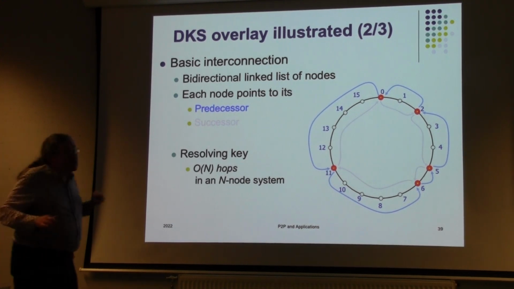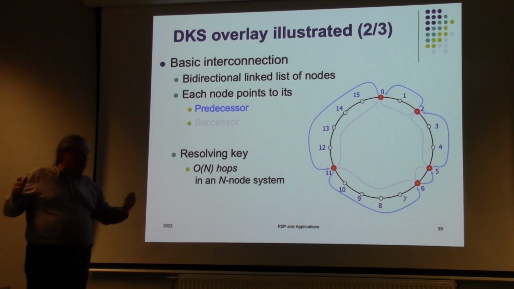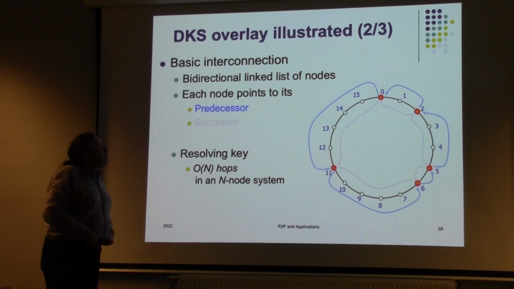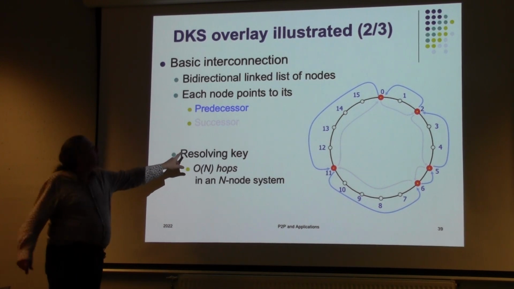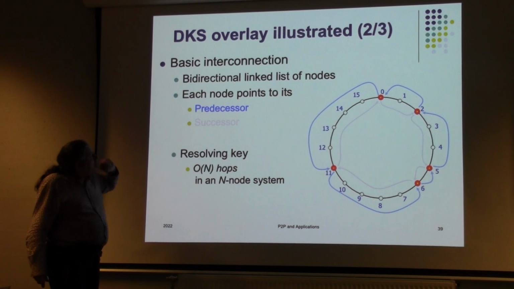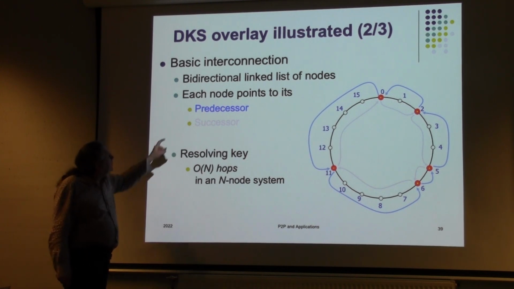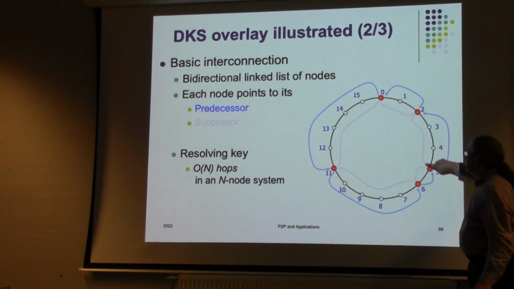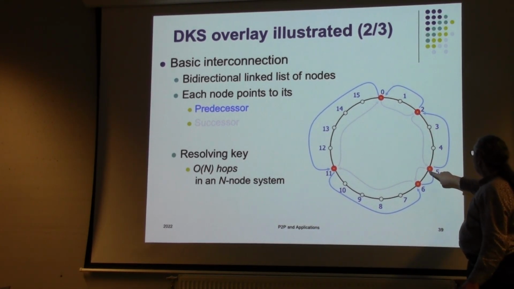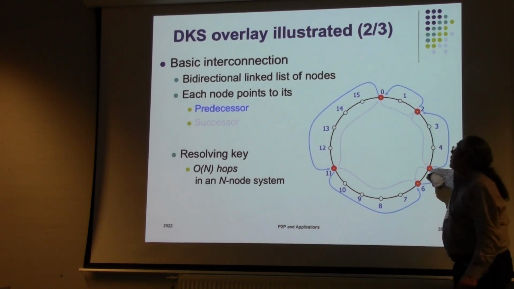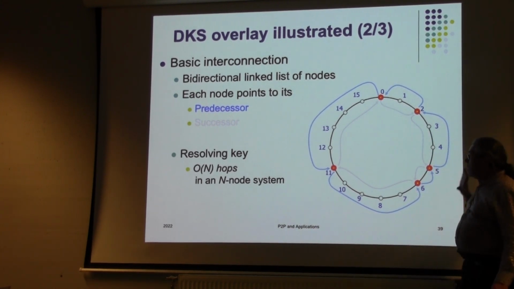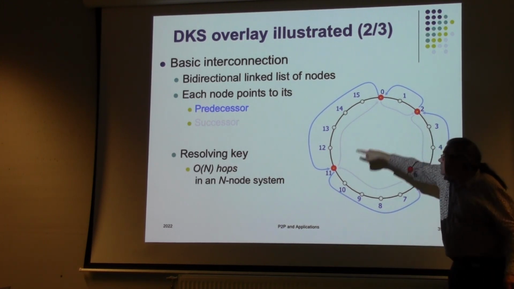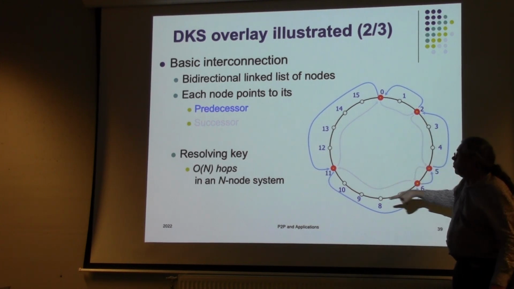Now, DKS is a real working system, so it has some extra things that we did not see in Chord. First of all, it has a linked list. All the nodes are always connected to the predecessor and successor. Every node knows its successor node here, the light gray, and its predecessor node, the blue. So even if there are no routing tables whatsoever, you can still route, but it's slow.